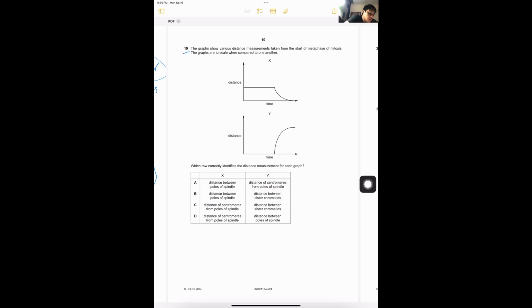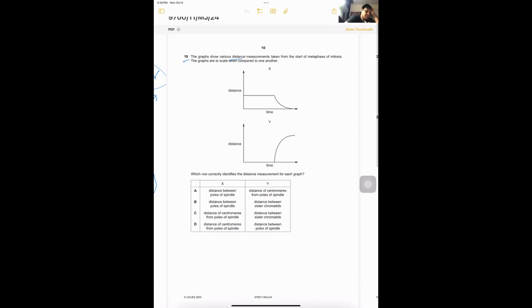Question 19. The graph shows various distance measurements taken from the start of metaphase of mitosis. The graphs are to scale when compared to one another. Which row correctly identifies the distance measurement for each graph? So distance between poles of spindle, for this two, always fixed distance. So these two are wrong. Distance of centromeres from poles of spindle, this is correct.